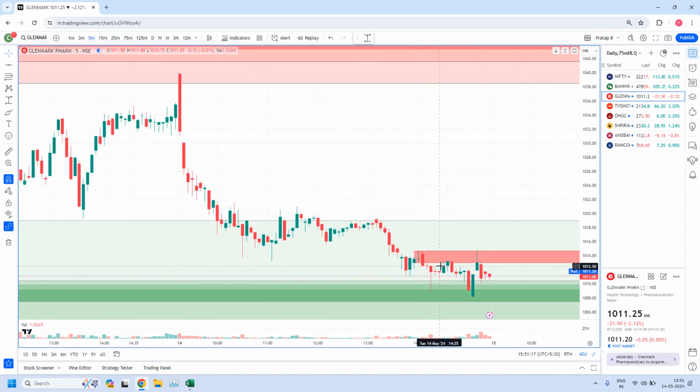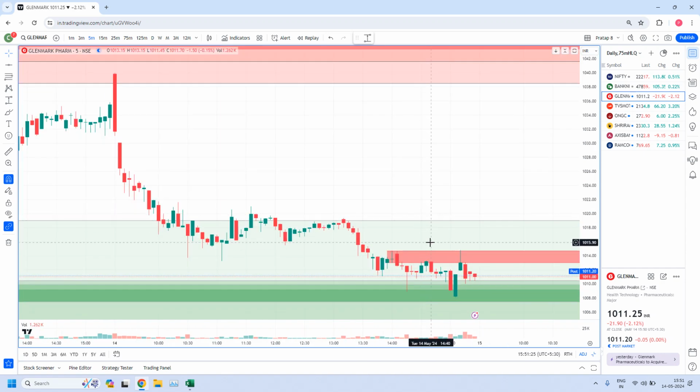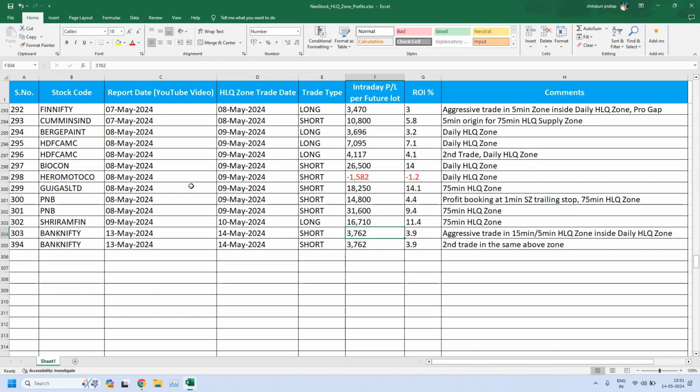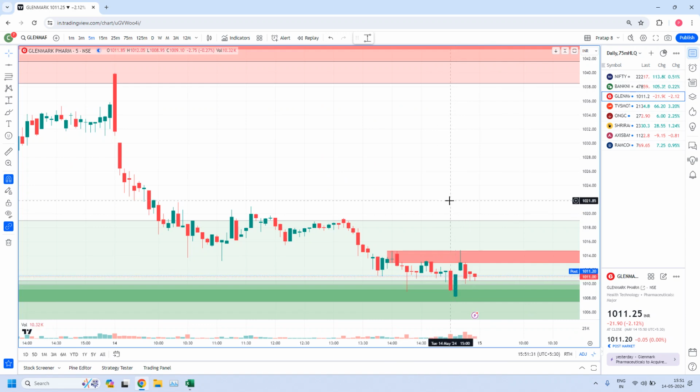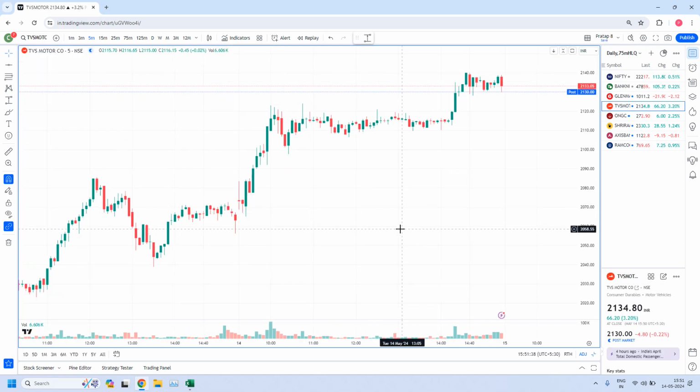But otherwise, if anybody had taken a trade ignoring the RR, you would still have got 2 successful trades today. But it's not a valid trade according to our rules. That's why I have not maintained any statistics related to this trade. And the same happened with TVS Motor. TVS Motor, also the same reason. But anyway, let's discuss. This is a high liquidity zone.